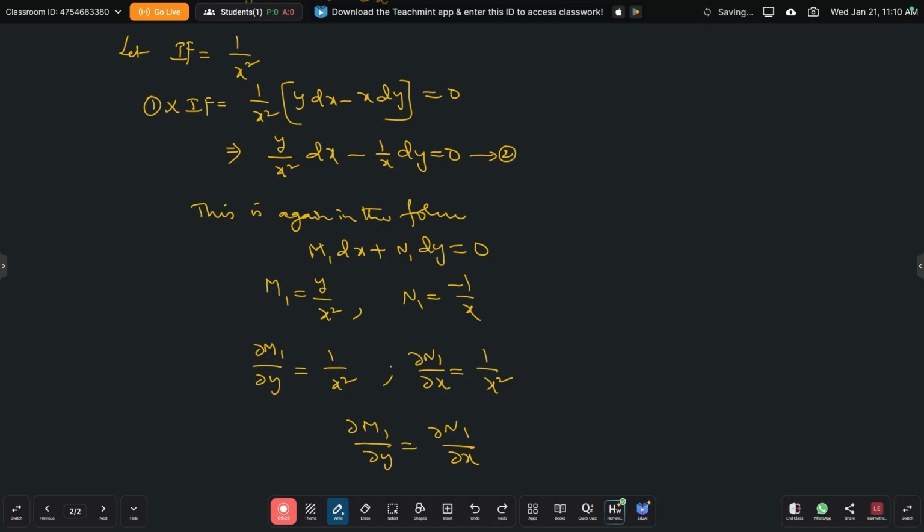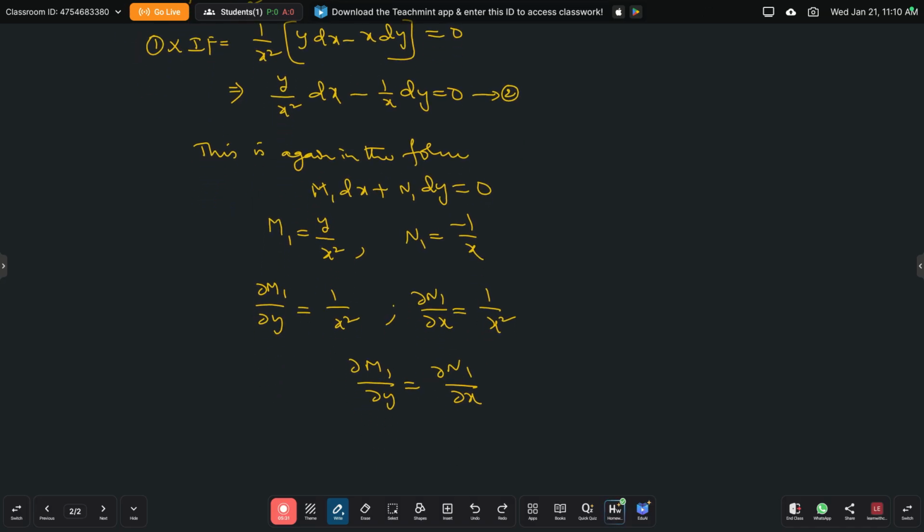The second equation, after multiplying with the integrating factor, is becoming exact. So that is what I am putting over here: equation 2 is exact. Therefore we will go with the general solution. I am not showing the general solution now; we will see it with some examples.